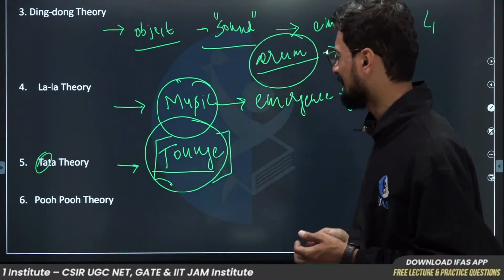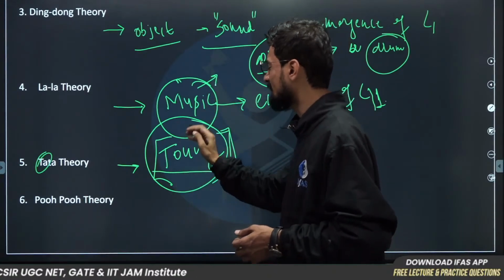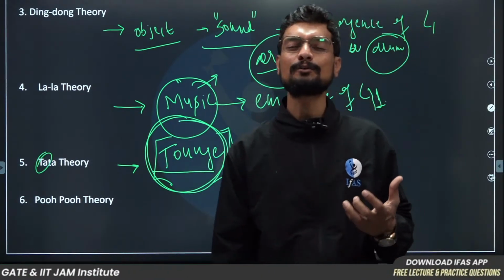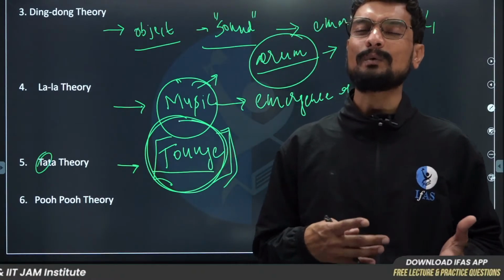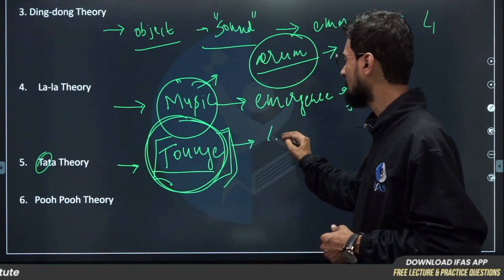So this is the Tata theory, and love poetic is the Lala theory. This Tata theory says that whenever human beings uttered words or any kind of sound with the help of the tongue, from there we have seen the emergence of L1 language.